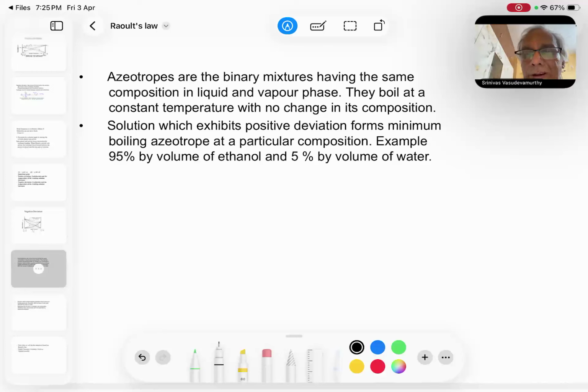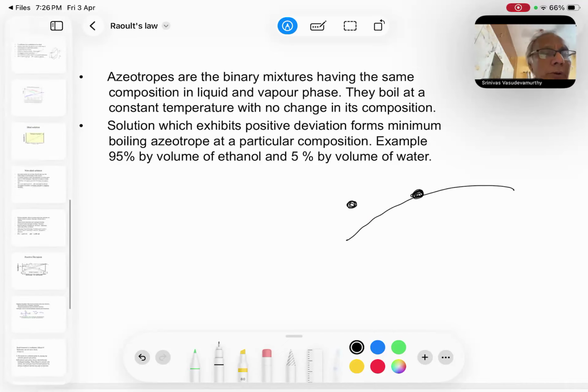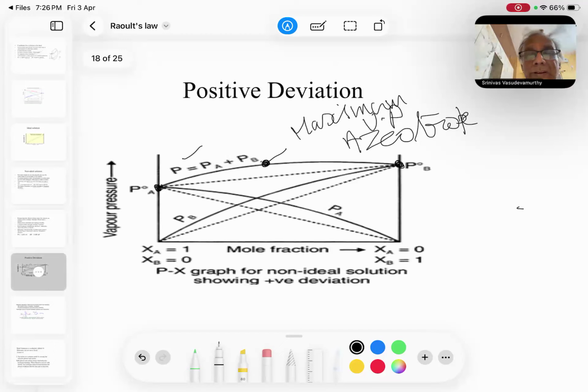We have seen positive deviation, maximum vapor pressure. We have seen a graph like this. This is positive deviation, maximum vapor pressure. So the boiling point will be minimum here, because boiling point is the temperature at which vapor pressure becomes equal to atmospheric pressure. We'll just see once again for a positive deviation. So this is the maximum vapor pressure azeotrope. Here the boiling point is minimum.